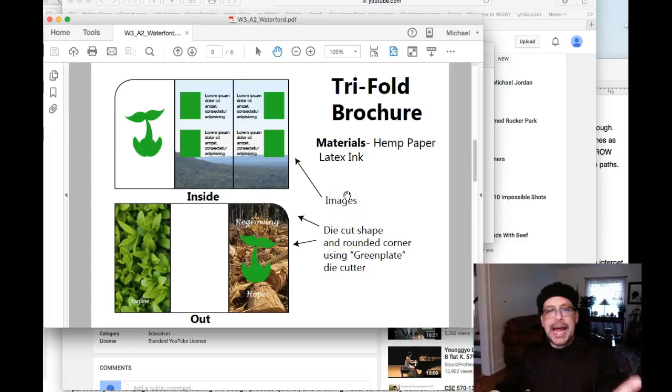Don't be that guy. Don't be that designer that says, okay, mine's going to be different because mine's sustainable. No, it's not. This is going to end up in the garbage. I want to give you a brilliant example that one of your classmates used.